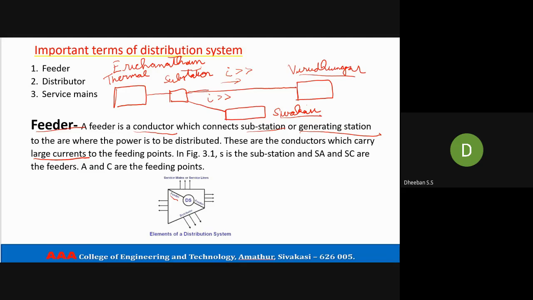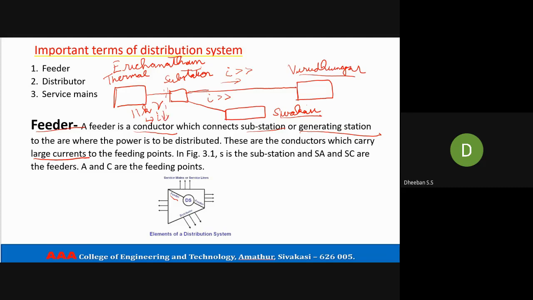Before the substation part, we generally have a very high voltage of more than 11 kV. In this 11 kV, the current will be minimum.